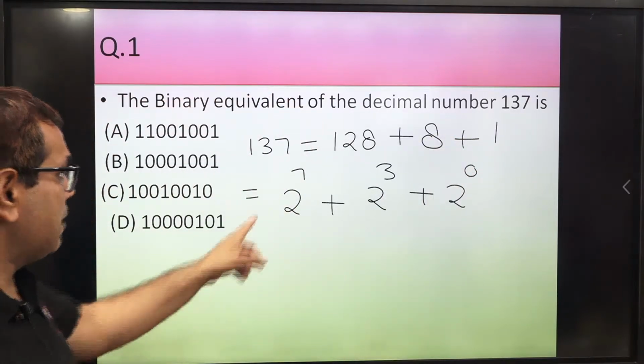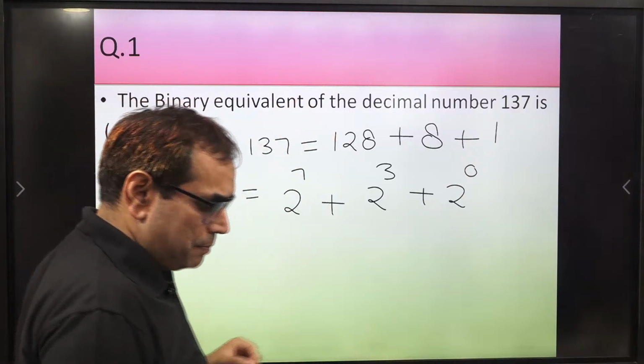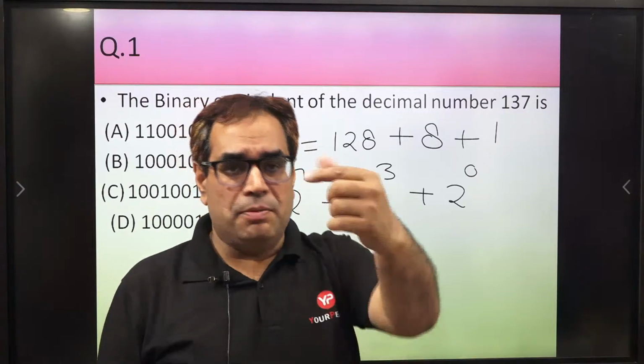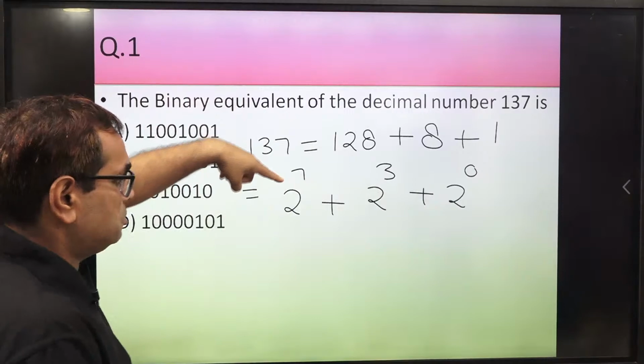Now start from the largest power. So 7 is present here. If the power is present, then you have to write 1. If the power is missing, then you have to write 0. And you have to go up to power 0. Right. So 7 is present.